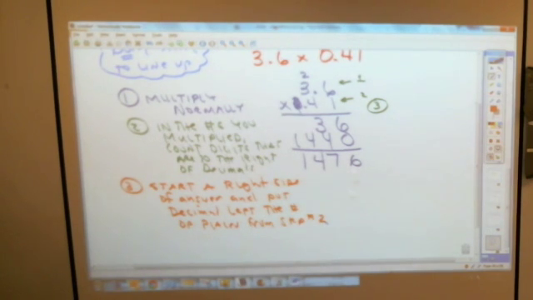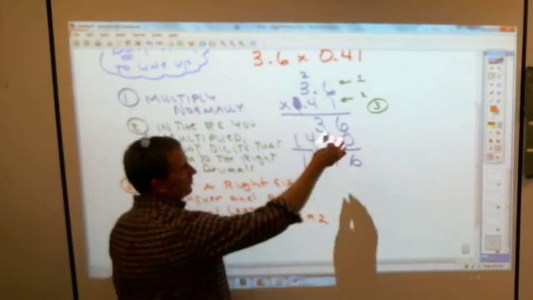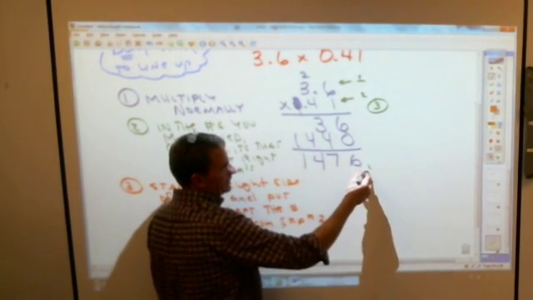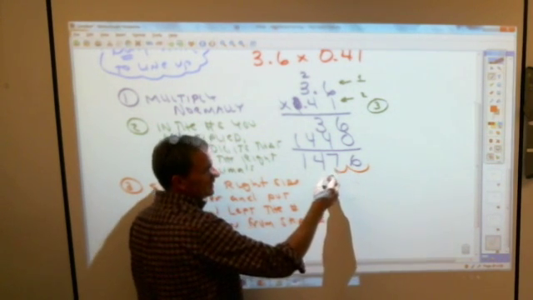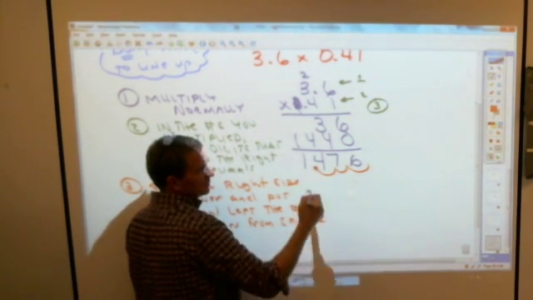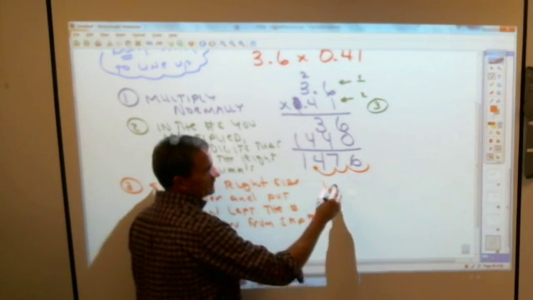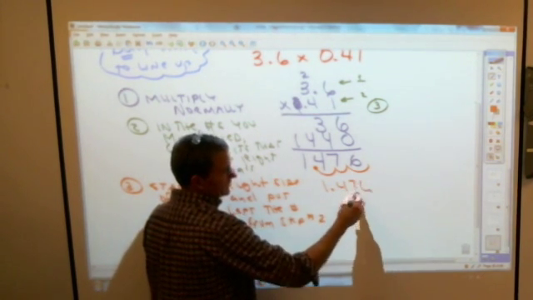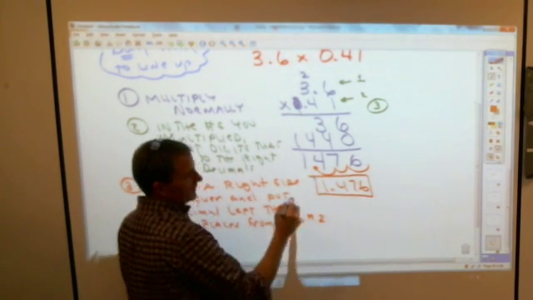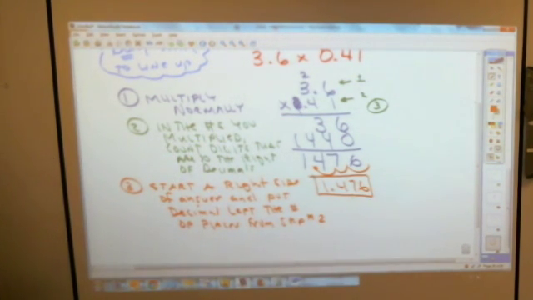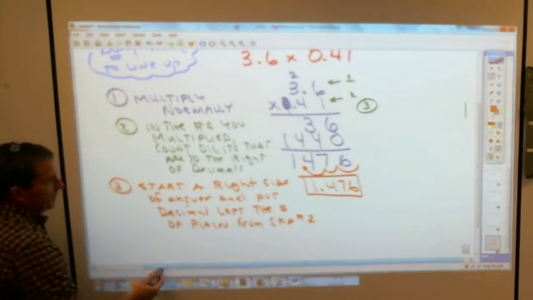Got that written down. Start at the right side of your answer and put the decimal left the number of places from step number 2. Which means this. I got 3 for step number 2, so I start at the right and I come back 3 places, and that's where the decimal goes in my answer. It's 1.476. This is my answer.